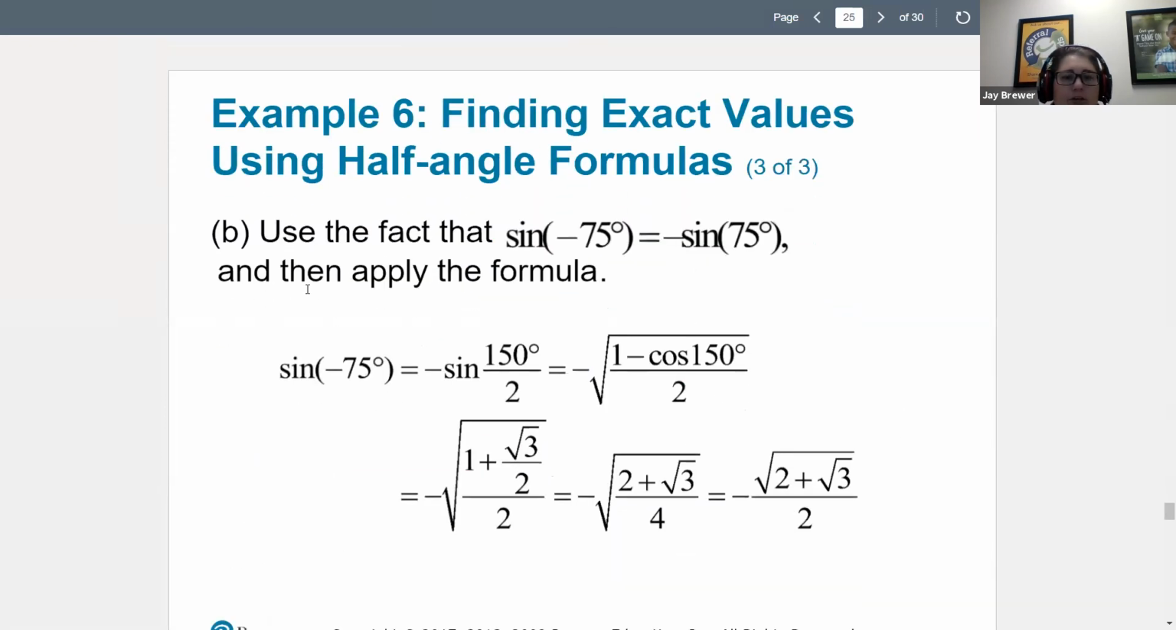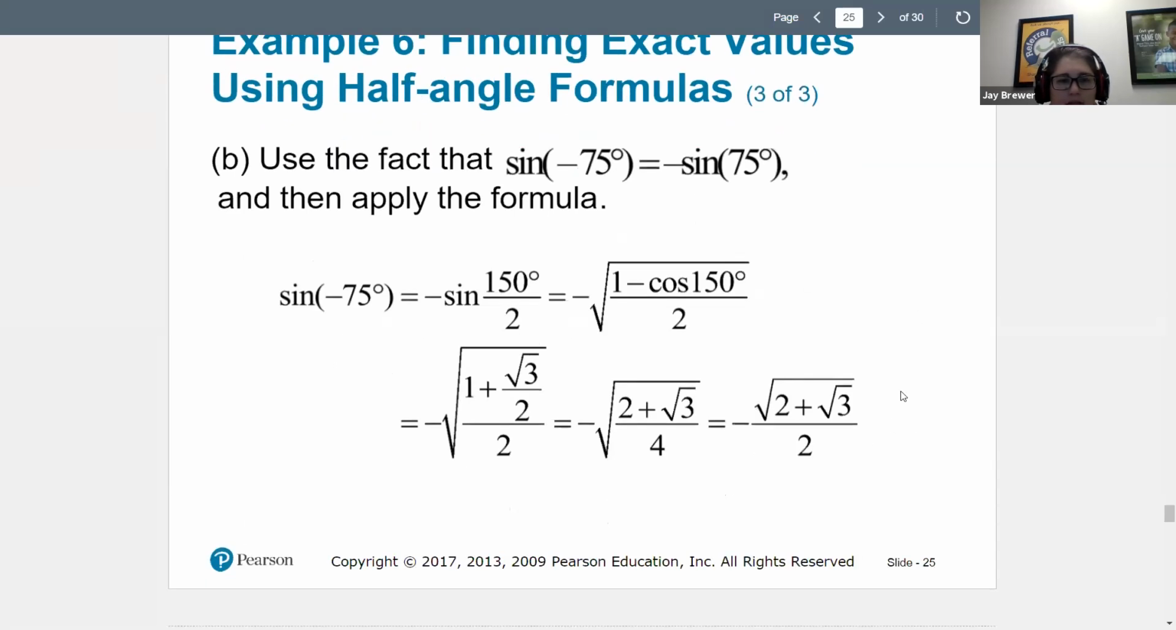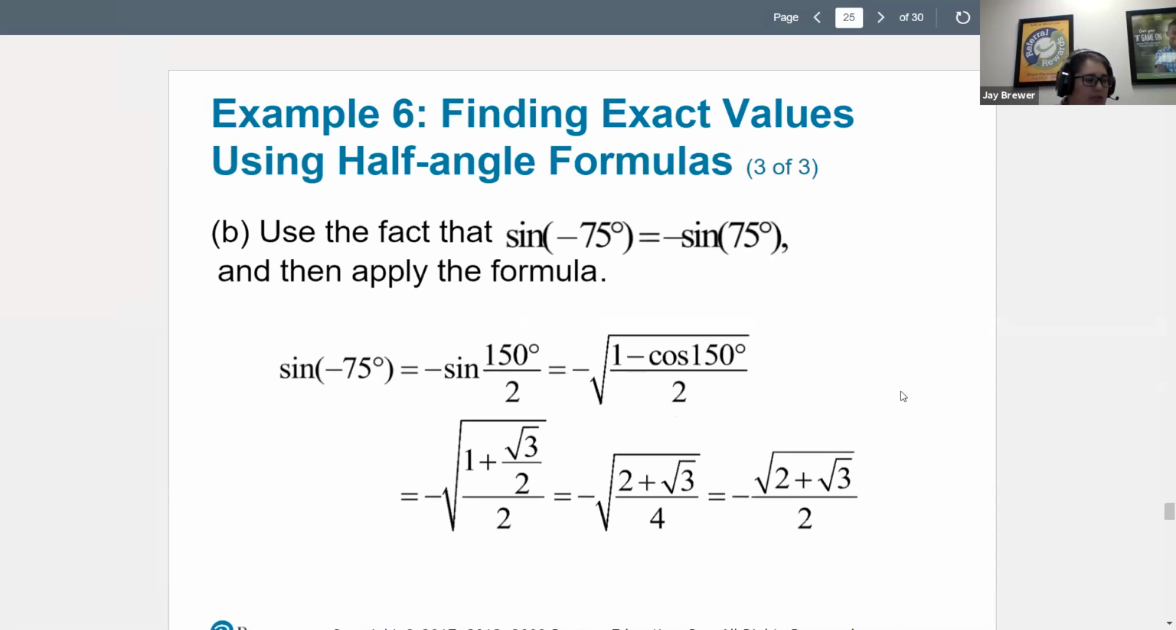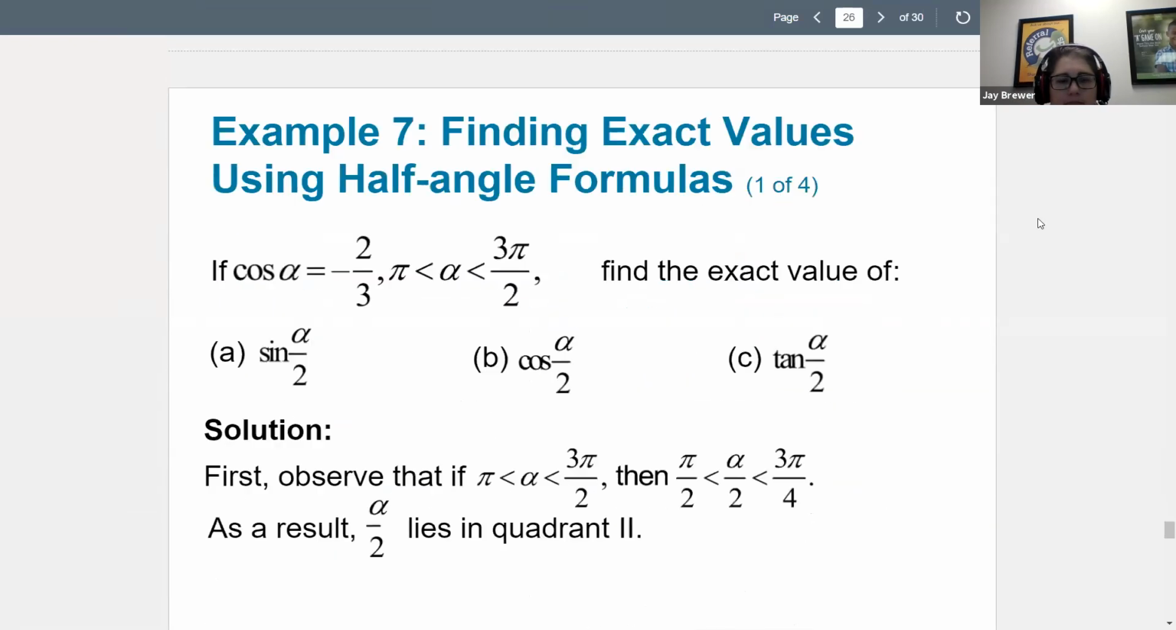All right. So here we're going to use the fact that sine of negative 75 degrees is also equal to negative sine of 75 degrees. Like I said, it's very similar to the first one. You just pull the negative out. And that's that. Any questions to that point? All right, to everything we've worked on to this point. We are almost done.